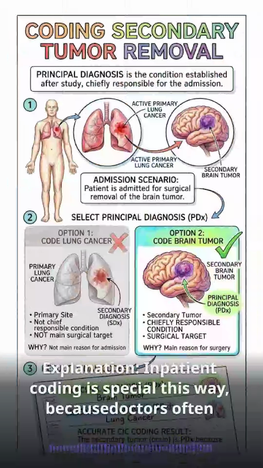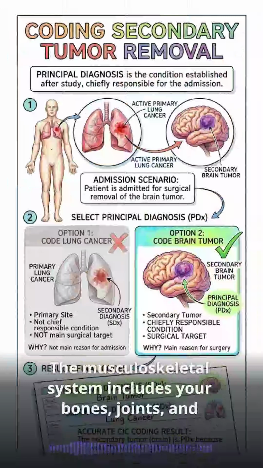Welcome back to section 5, where we will focus on the skin and the musculoskeletal system. The musculoskeletal system includes your bones, joints, and muscles, which help you move around daily.